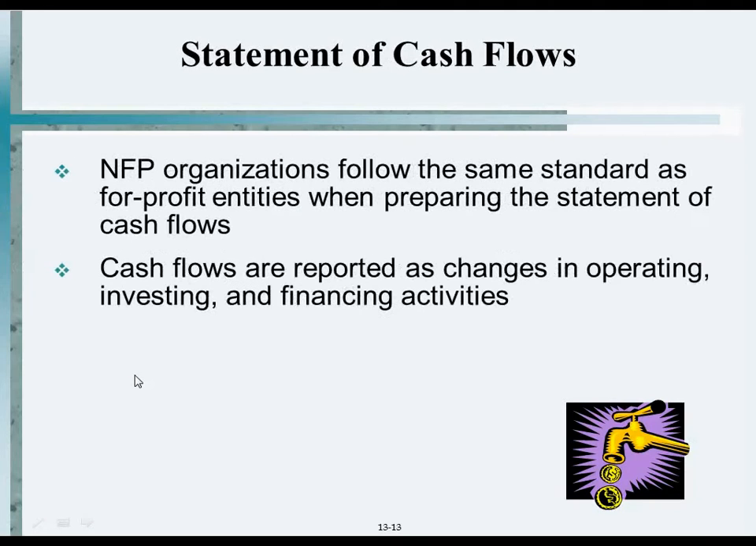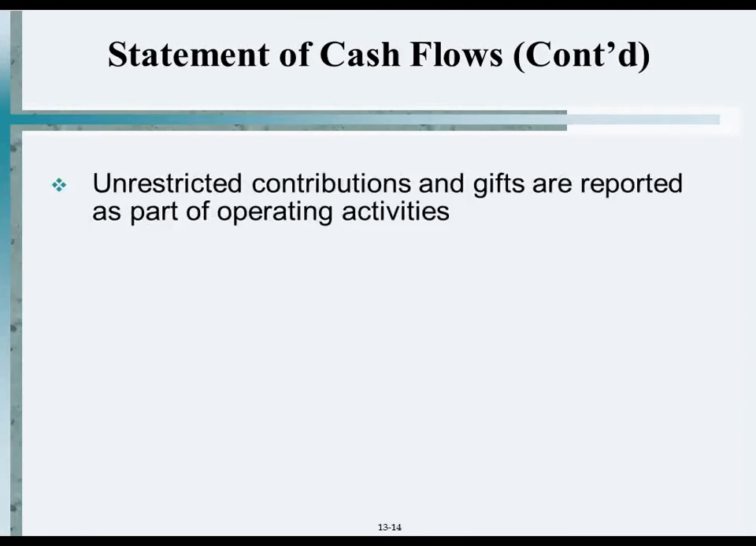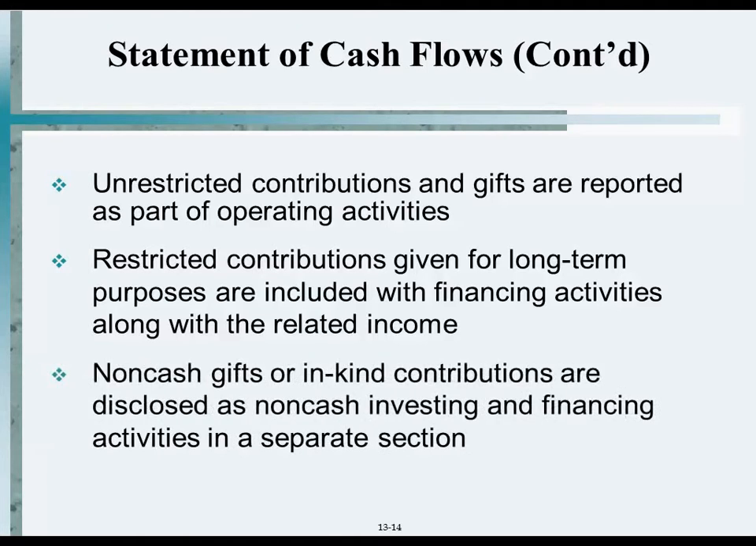Okay? Statement of cash flows, we're back to the FASB method of preparing cash flows, which is using the indirect method and not the direct method. Okay? You have one less category. And interestingly, on the statement of cash flows, look at the first part. It says unrestricted contributions and gifts are reported as part of operating activity. But look at the next line. Restricted contributions given for long-term purposes are included with financing activities. It goes to two different categories depending on the type of contribution you're receiving. So that's an important fact to keep in mind. Okay. And non-cash gifts or in-kind contributions are disclosed as non-cash investing and financing activities.